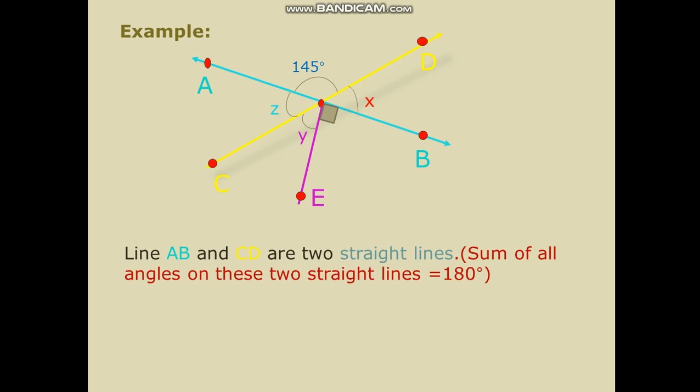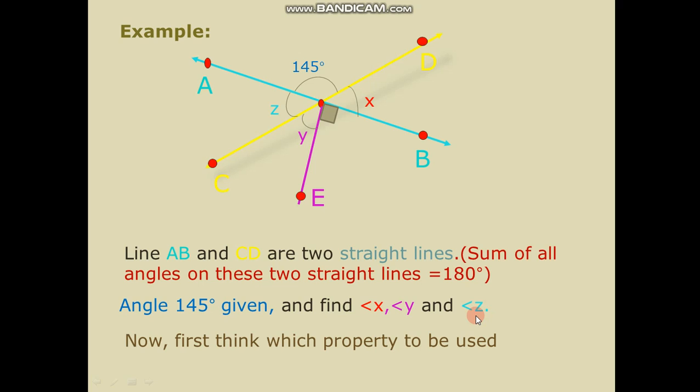But which property is to be used first? You have to decide it. You are given the 145 degree angle and you have to find angles X, Y and Z. Now first think which property is to be used.